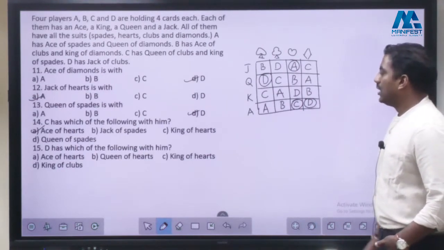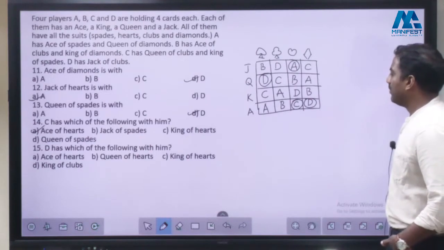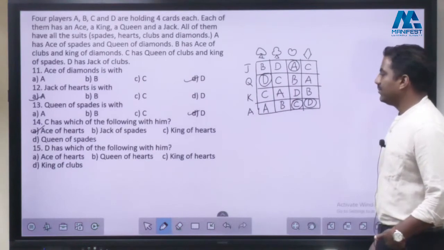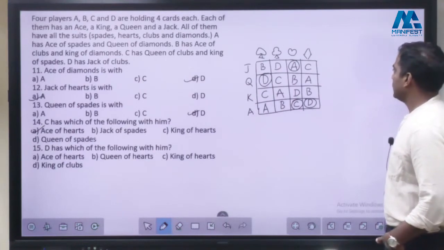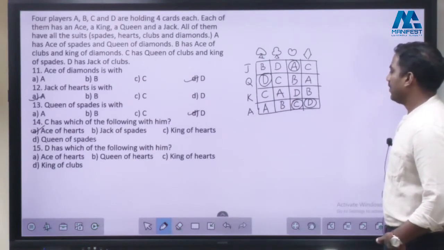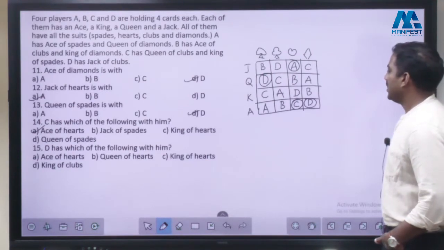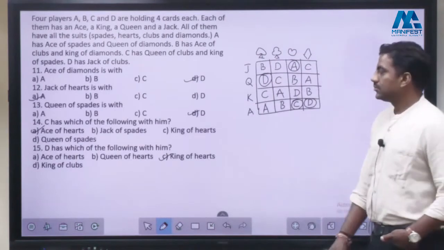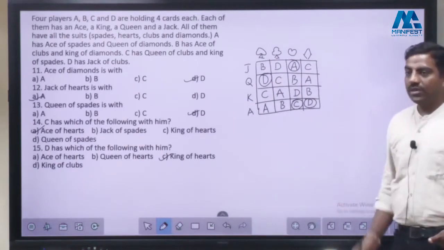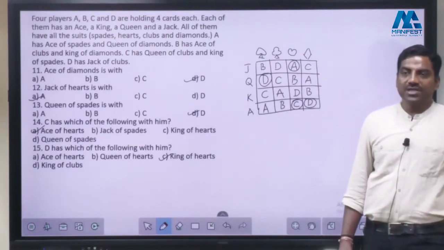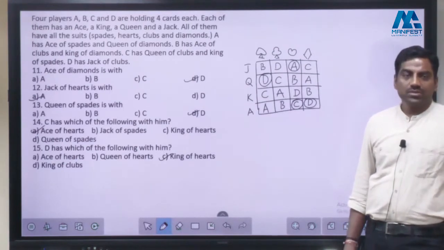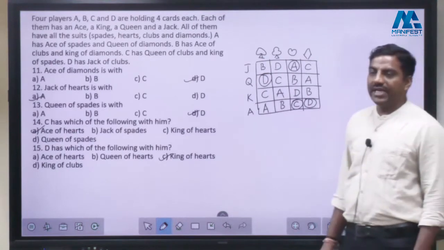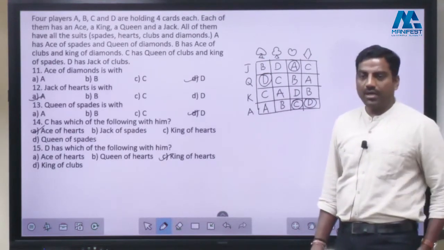Okay. Now, D has which of the following with him? Ace of hearts? No, it is with C. Then queen of hearts, it is with B. King of hearts, it is with D. Yes. Is it tough after you know the basics of cards? Fine, no? It will be even more fun when we will be seeing probability. Okay, done?